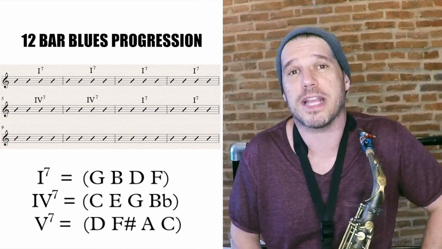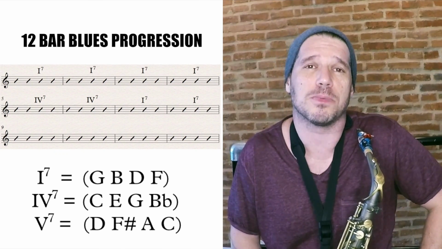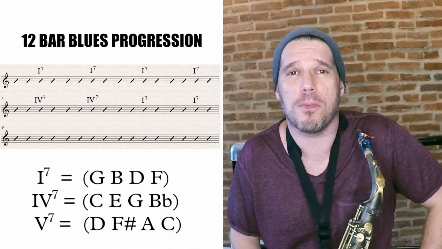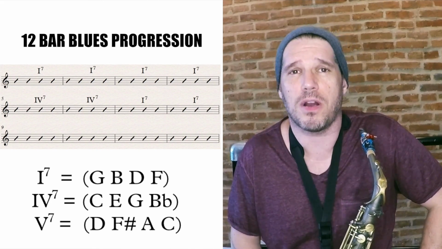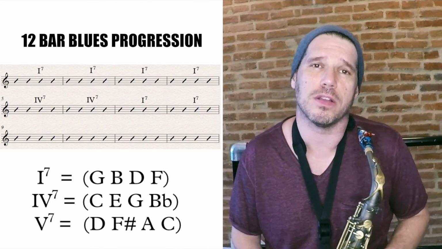So those are your first 8 measures. Let's put them all together. So we have the 1-7 for 4 bars, the 4-7 for 2 bars, and then back to the 1-7 for 2 bars. Here's what it sounds like.